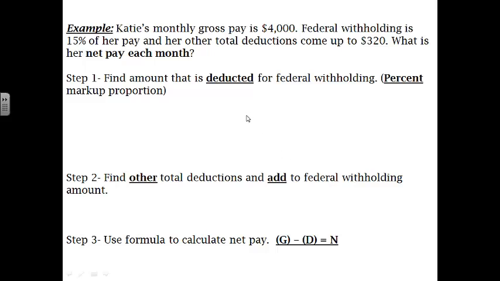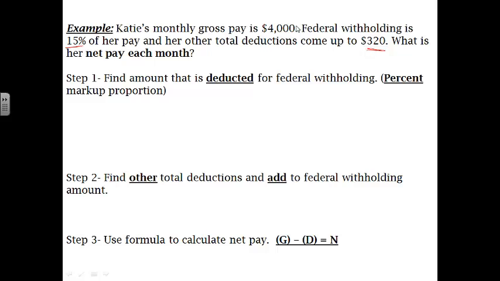Okay, so here's an example. Katie's monthly gross pay is $4,000. That's how much Katie makes in a month. So federal withholding is 15% of her pay, and her other total deductions come up to $320. So guys, we're going to have to figure out what 15% is and add it to $320.